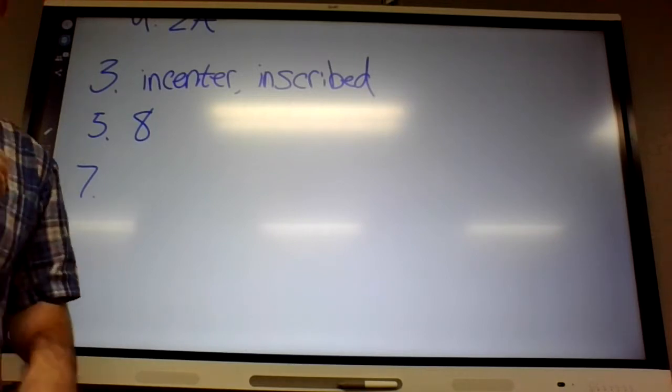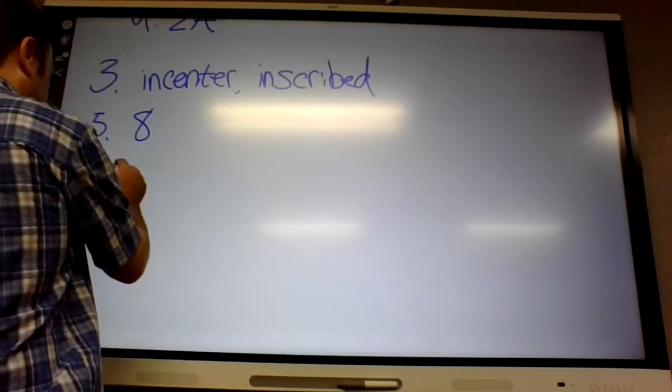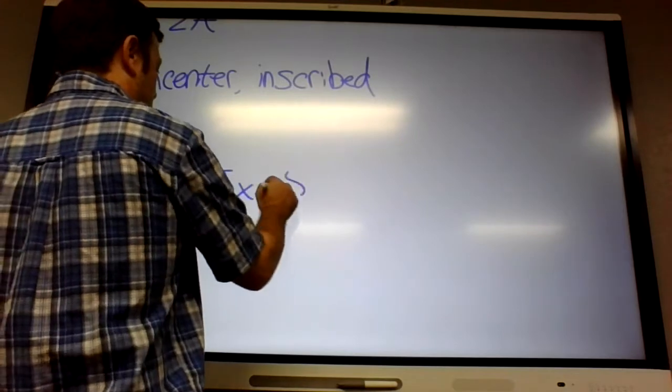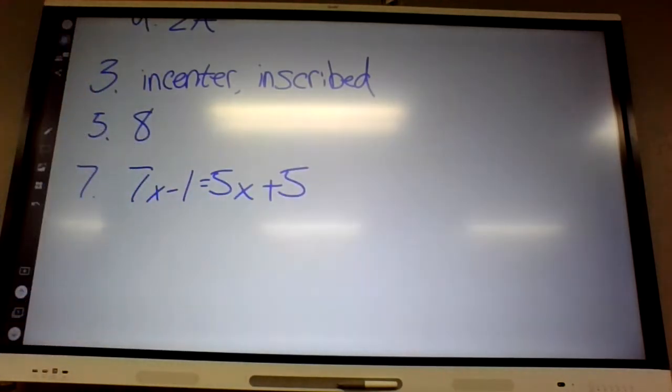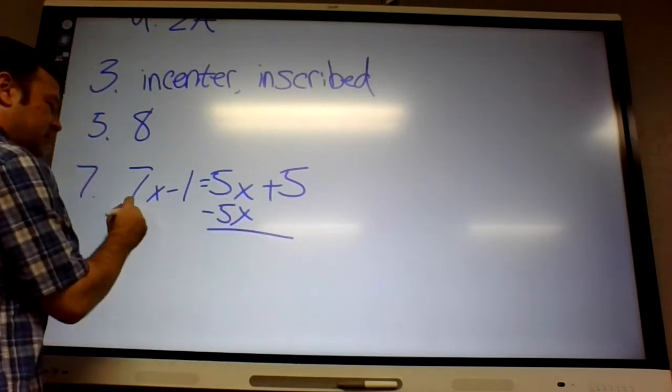So 7x minus 1 equals 5x plus 5. Don't be lazy. So I guess we'll find x. It's not really what they're asking, but how would we find x? Subtract the 5x on both sides.